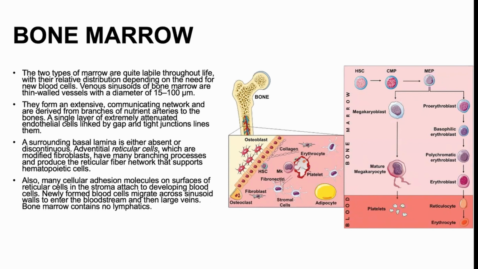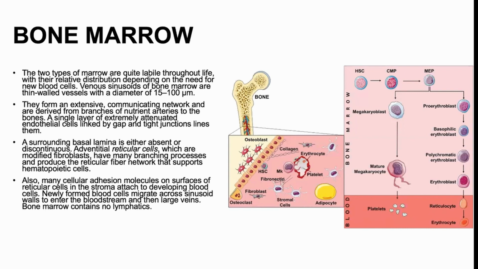A single layer of extremely attenuated endothelial cells linked by gap junctions and tight junctions lines them. You also have a surrounding basal lamina. It's either absent or discontinuous. And you have reticular cells as well as fibroblasts branching. You have reticular fibers as well. So it's just another connective tissue, the bone marrow.